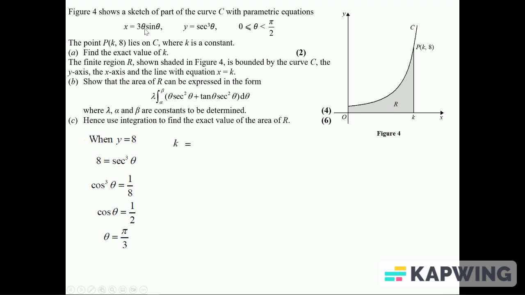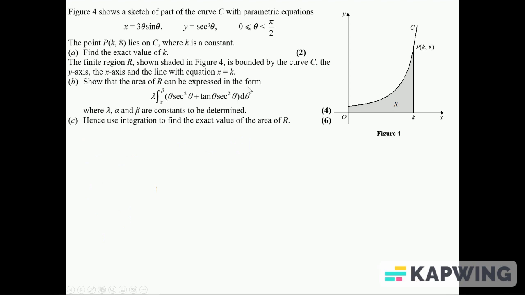So it's 3 times pi/3 times sine pi/3. Now you'll need to just put sine pi/3 in your calculator and then multiply it by this. These 3's will cancel, so it's pi times this. If you put the whole lot in your calculator, it'll give you a decimal, but it wants the exact value. So there we go, that's part A.